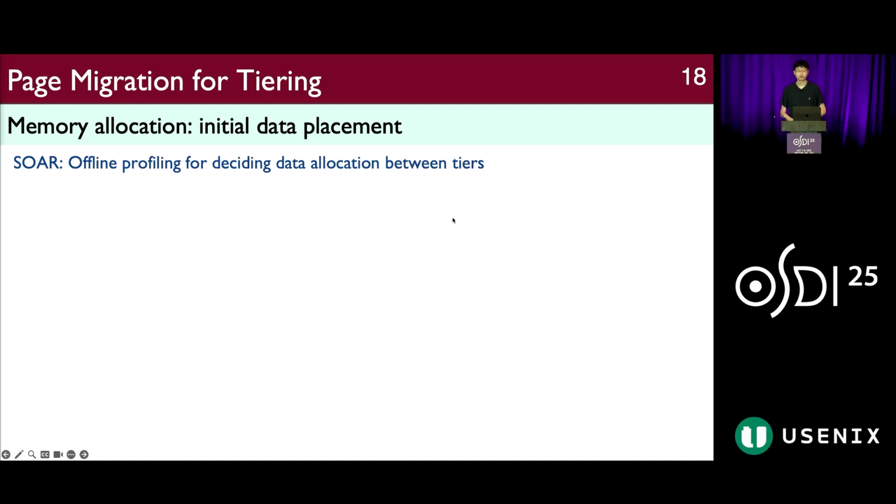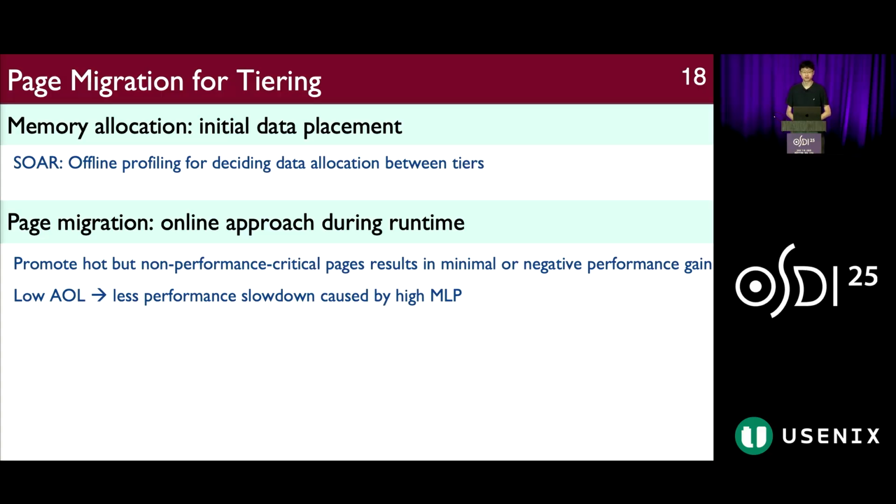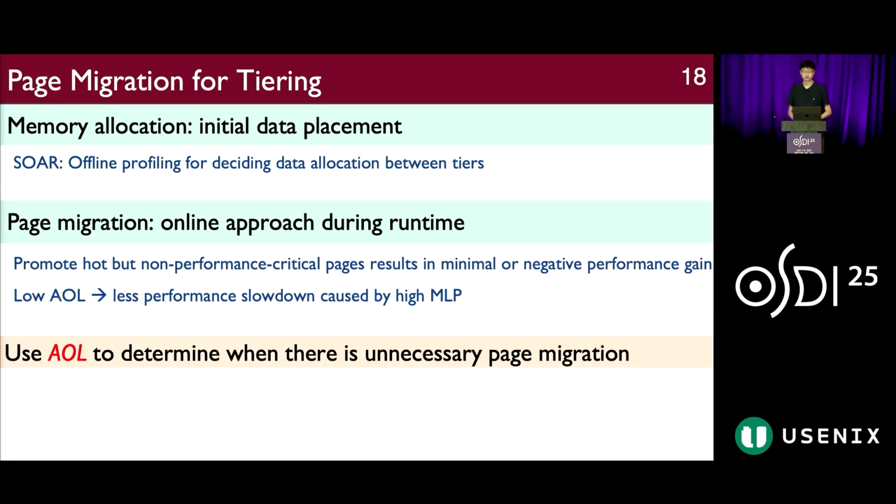I've talked about the memory allocation policy to place performance-critical objects in the fast memory. It needs offline profiling to make the decision. In contrast, page migration is an online approach for migrating data without offline knowledge. Traditional page migration may migrate hot but not performance-critical pages to fast memory. It will result in no performance gain or even a performance drop. In the worst case, those ineffective page migrations will cause extra overhead. So we can use AOL to detect when this behavior happens during the time periods to further reduce the unnecessary page migration.